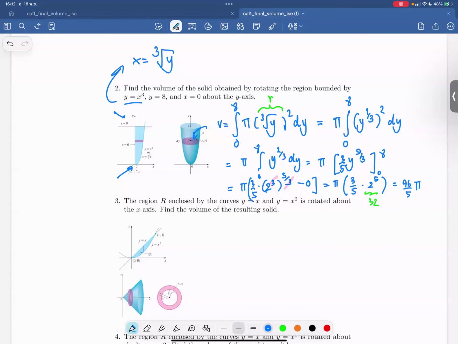Okay, so next we'll move to the washer method. The washer method is quite a similar idea to the disk method, but instead of obtaining a circle section, you get a ring section instead. So for example 3, the region R is enclosed by y equals x, which is this line, and then the parabola y equals x squared, which is this line.